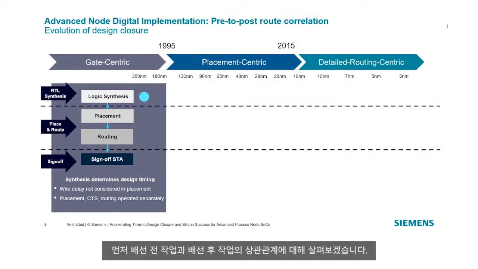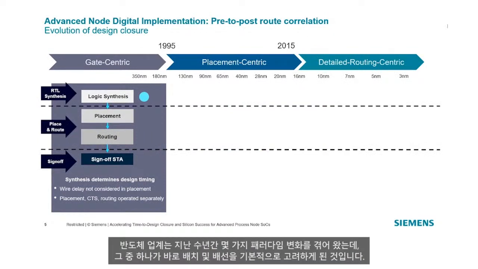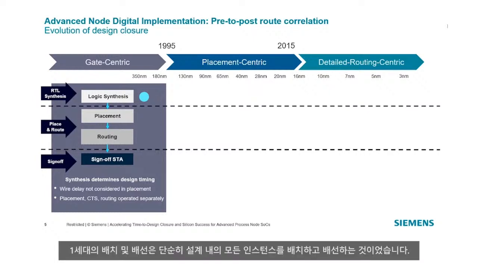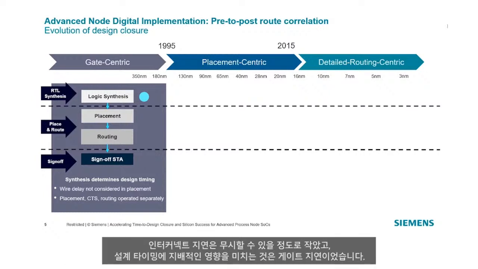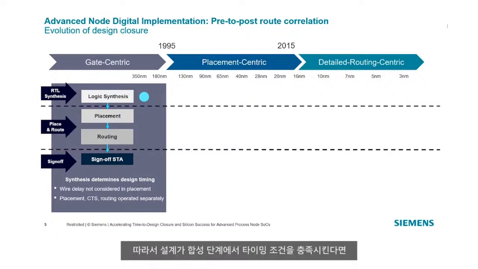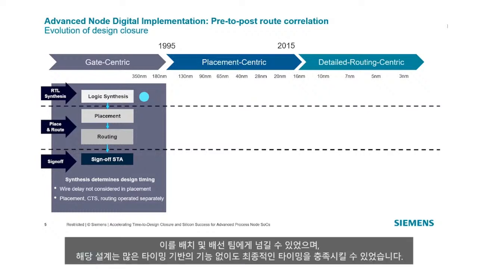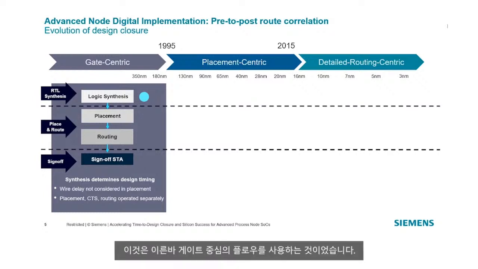Let's talk about pre- to post-route correlation first. The semiconductor industry has seen a few paradigm shifts over the years, one of them being the basic considerations for place-and-route. The first generation place-and-route was simply the placement and routing of all instances in the design. Interconnect delay was negligible, and design timing was mainly dominated by gate delay. So if your design met timing in synthesis, you could throw it over the wall to the place-and-route team, and the design would meet final timing without requiring a lot of timing-driven features. This was using what we call a gate-centric flow.